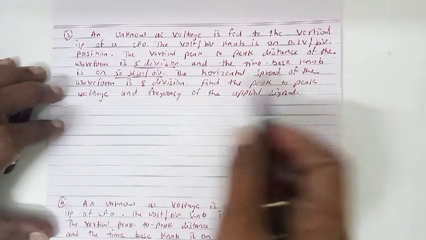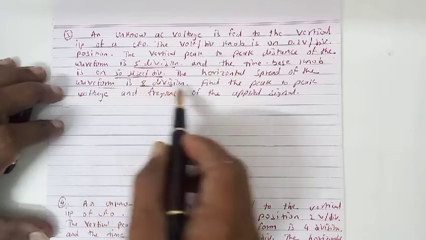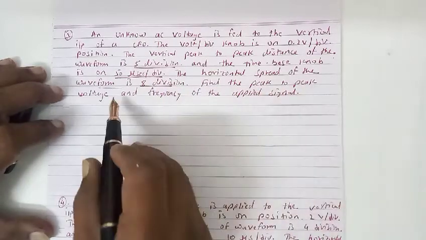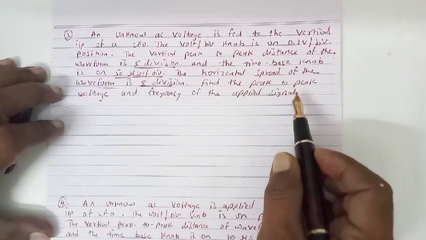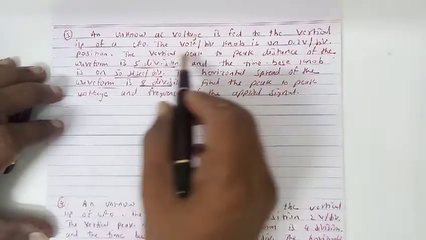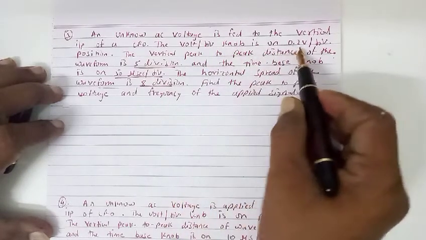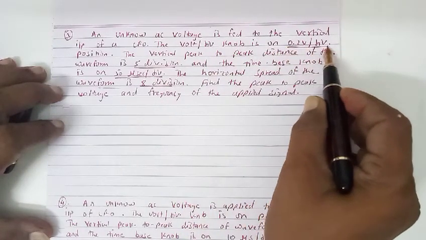The horizontal spread of the waveform is 8 divisions. Find the peak to peak voltage and the frequency of the applied signal. So this much is the value which is assigned to you. The vertical division knob is 0.2 volt per division.